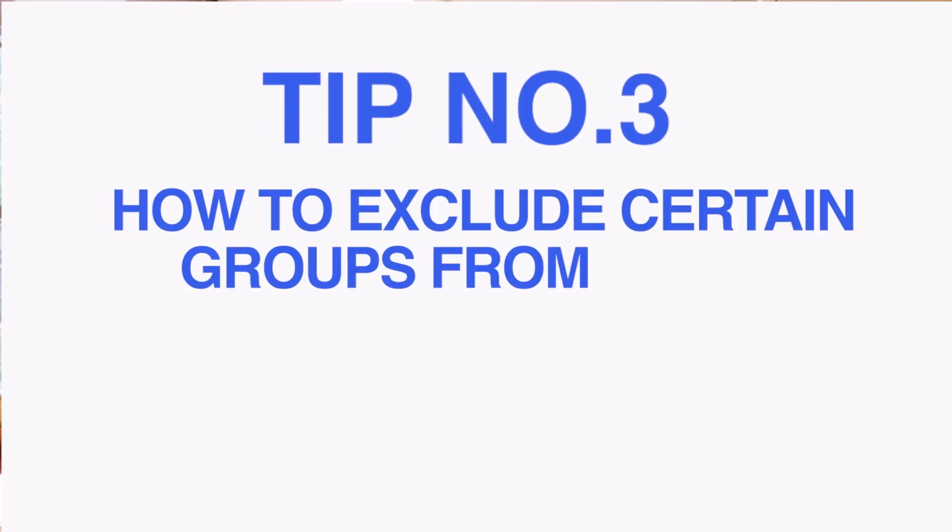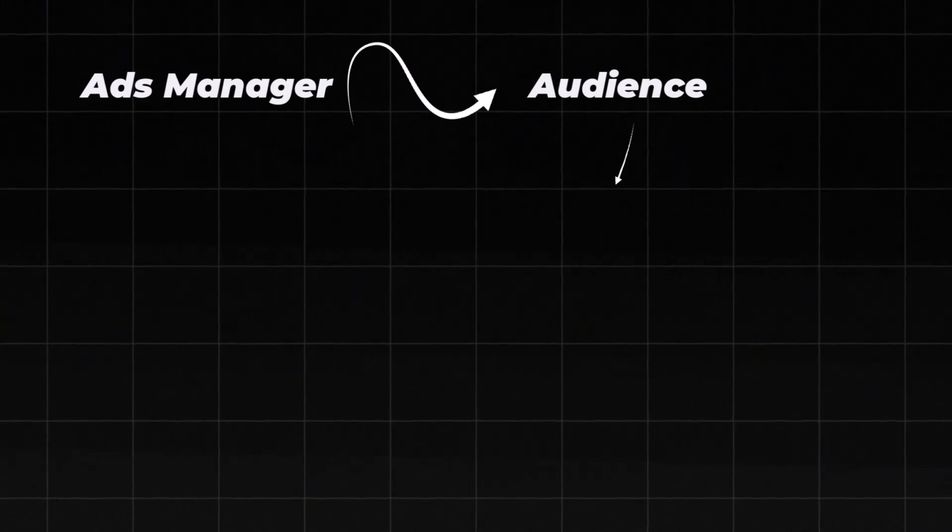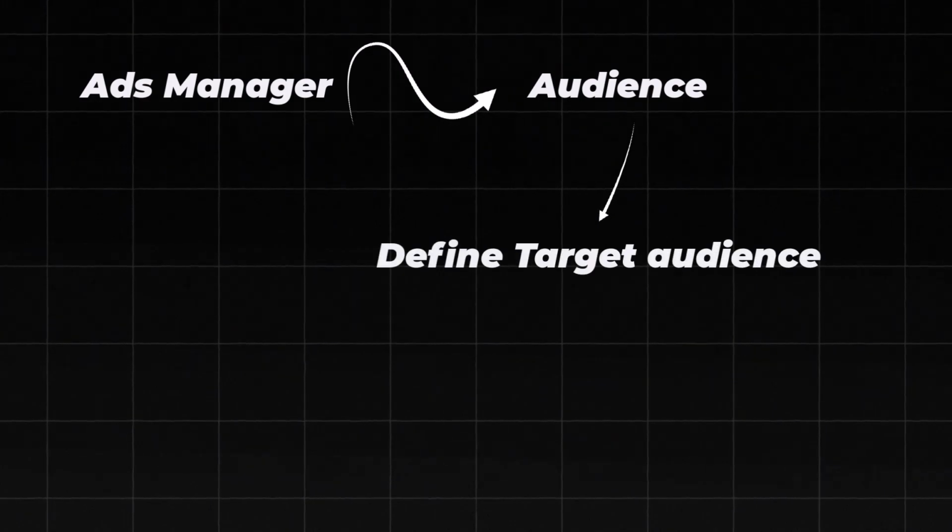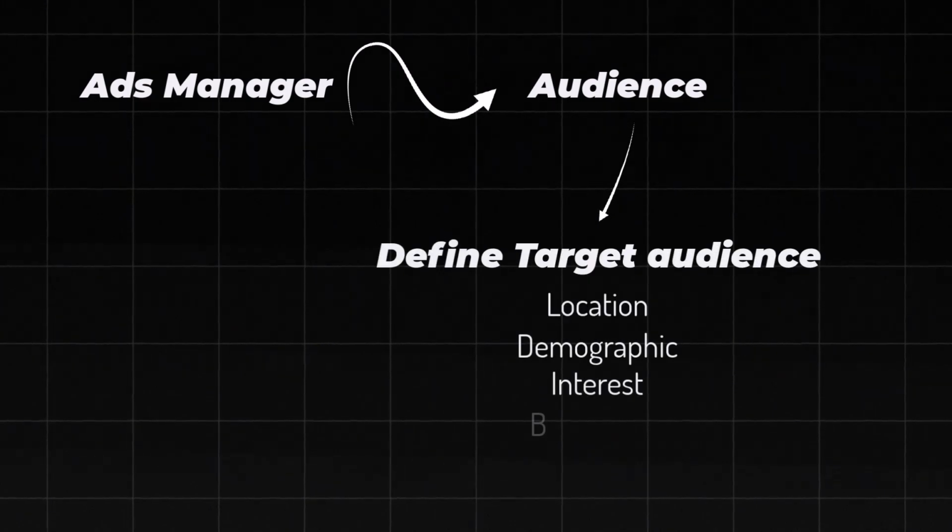Tip number 3 is how to exclude certain groups from your audience. Here's how you do it. In Ads Manager, after you've created a new campaign or edited an existing campaign, you need to scroll down to Audience. Under Audience, you will see an option to define your target audience based on location, demographic, interests, and behaviors. You can exclude people by either using custom audiences or by excluding specific interests, behaviors, or demographics.